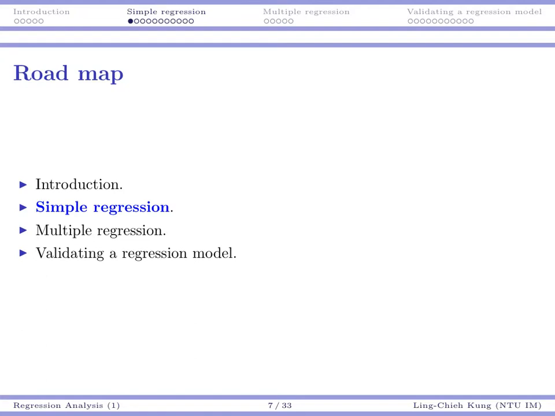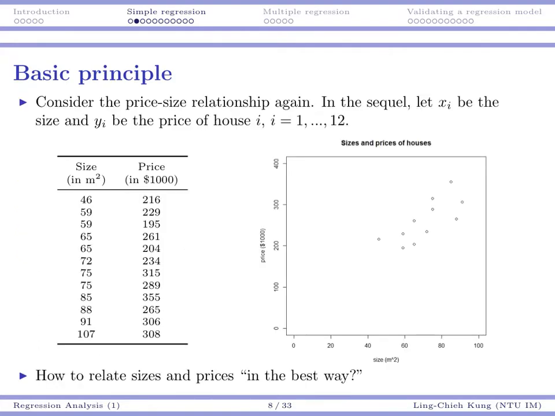Okay, so let's start by giving you an example in simple regression. The relationship that we want to study is again the price-size relationship. In the below, I will use xi to call sizes and yi to call the prices of house i. Okay, so the data we have is here. These are xi's and these are yi's.